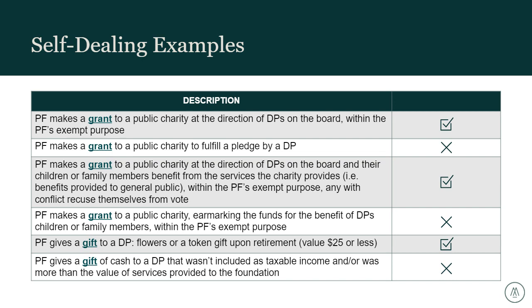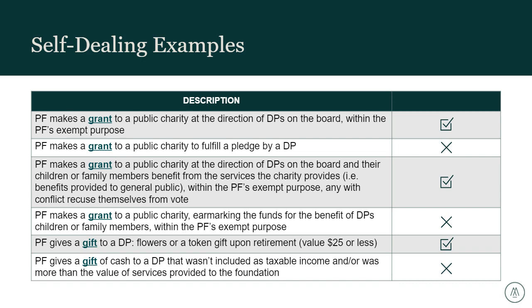Private foundation makes a grant to a public charity, earmarking the funds for the benefit of disqualified persons, children, or family members within the private foundation's exempt purpose, is usually not okay. So earmarking the funds to go and benefit the disqualified person is considered a self-dealing type transaction. And then a private foundation giving a gift to a disqualified person, such as flowers or token gifts upon retirement with a value of $25 or less, is usually okay too. And then lastly, the private foundation gives a gift of cash to a disqualified person that wasn't included as taxable income or was more than the value of services provided to the foundation is usually not okay.